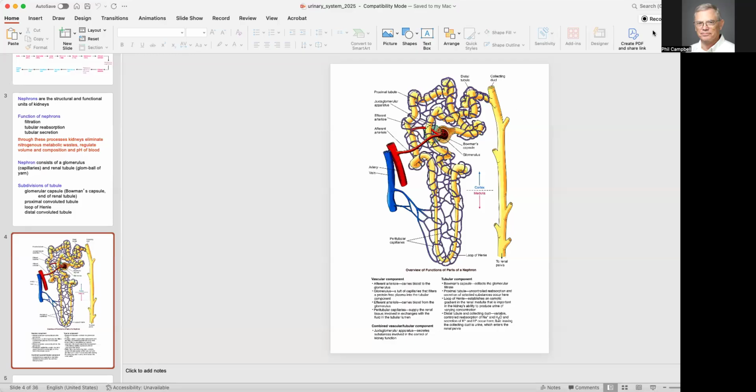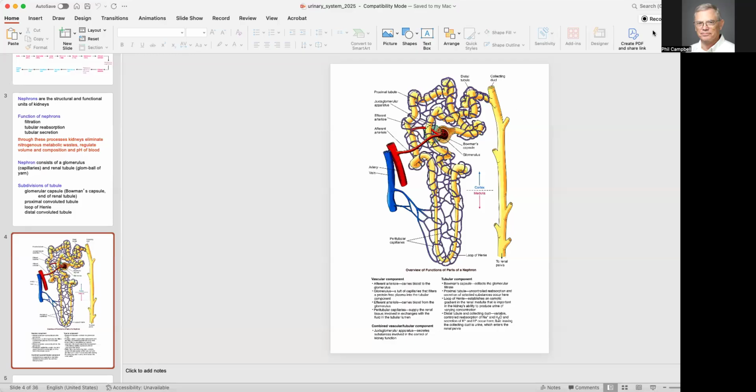Now, look up here at where the glomerulus and the Bowman's capsule are. You see that little greenish shaded area? This refers to the juxtaglomerular apparatus. I repeat, the juxtaglomerular apparatus. It consists of the efferent and the afferent arteriole, the associated glomerulus, and a structure that goes up like here, which represents the distal convoluted tubule.